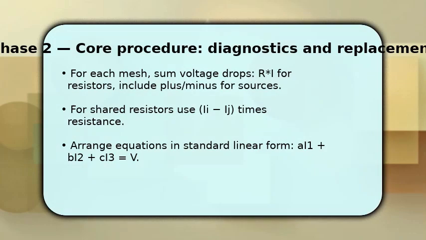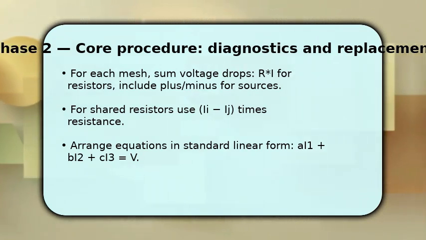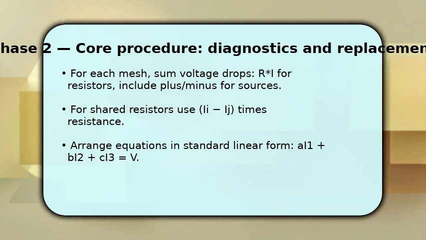Now write a KVL equation for each labeled mesh, summing voltage drops around the loop. For resistors unique to one mesh, use R times that mesh current. For shared resistors, use R times the difference of the two mesh currents, Ii minus Ij, to capture opposing directions. Include sign conventions for voltage sources consistently. For dependent sources, substitute their expressions.